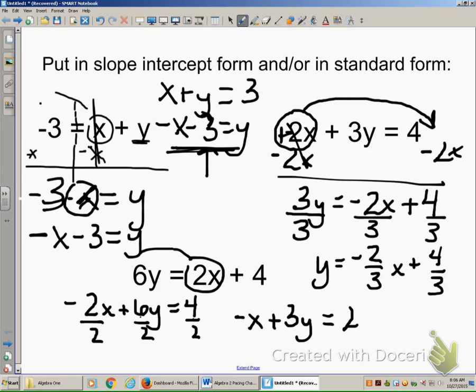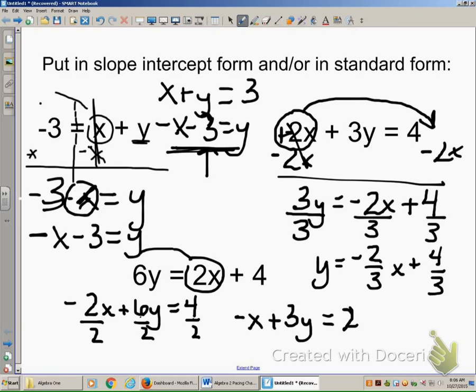Okay, now I want to put it in slope-intercept form. I can either use this equation that I have here, or I can go back and start with the other one. It doesn't really matter. Let's just start with this top one up here, just in case I made some sort of mistake somewhere along the way.